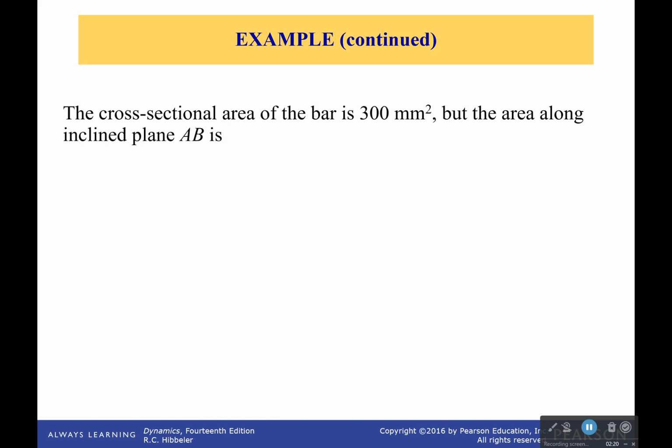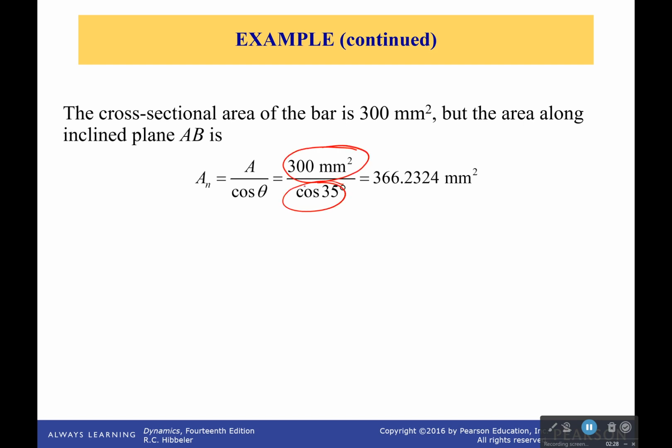Okay. So we know the cross-section of the bar was 300 millimeters squared, but the area along the inclined plane is different. So we take that 300 millimeters squared, we divide by cosine of 35, and we get that it's now 366.2324 millimeters squared. It is increased. So that passes the first little check for us. Yes, it makes sense. If it hadn't increased, we would know we had made a mistake.